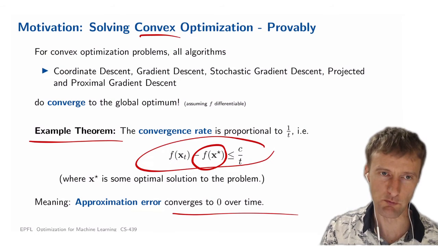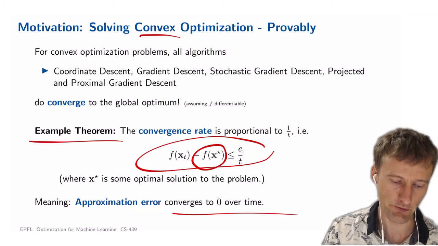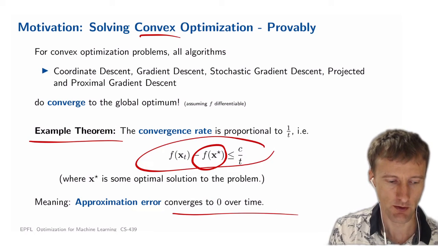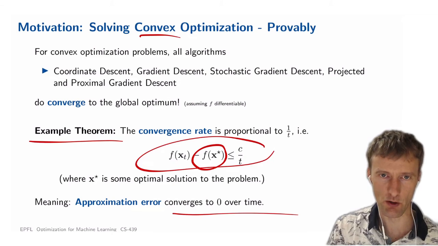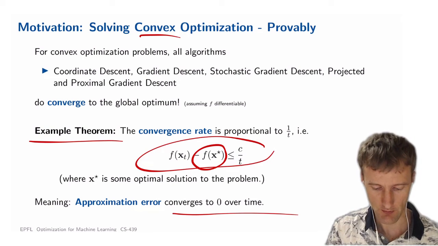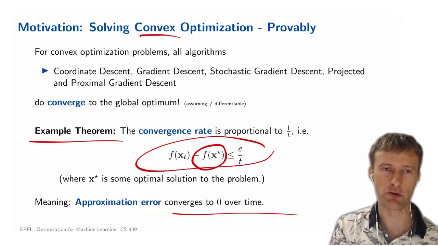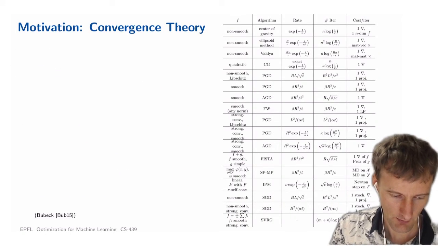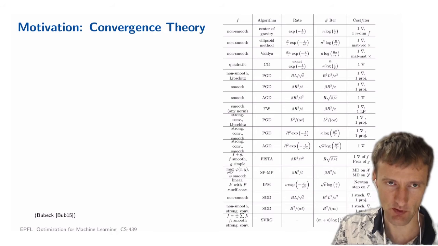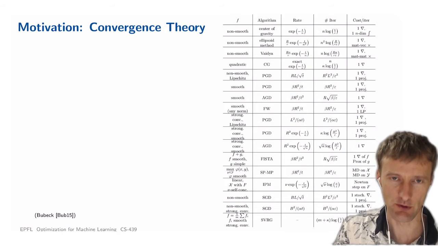And the same proof will also help us to say what happens in the non-convex world, where we can say that at least we make progress towards the convex landscape, which is local to us, maybe not the global landscape. Okay, so this is the type of results which we will discuss in the course.